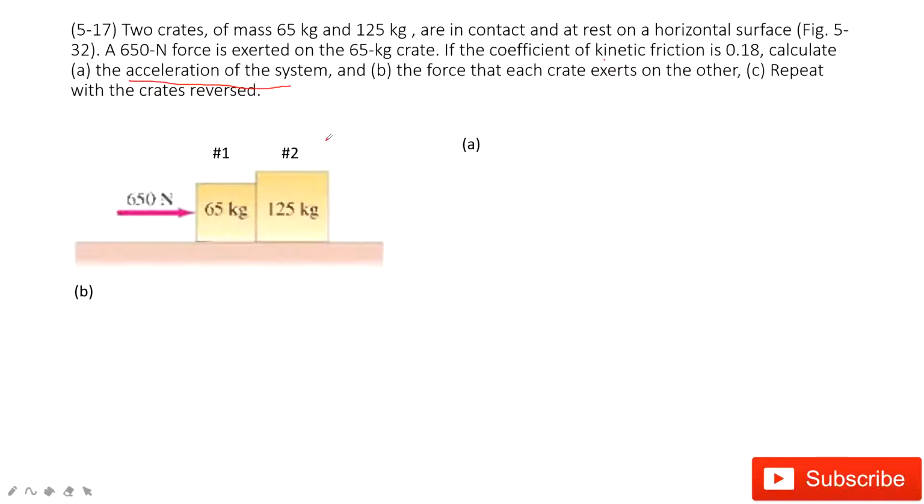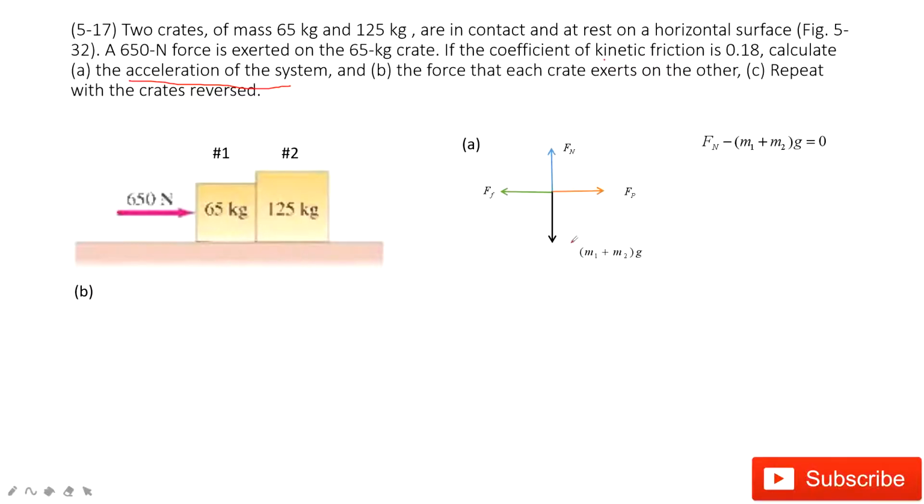So the first one, when we want to find the acceleration of the system, the easiest way is to consider box number 1 and box number 2 as a united one. So we need to consider the force (m1 + m2)g, this is gravity for this united one, and the normal force, agree? And then the force by the person. And also we need to consider the kinetic friction.